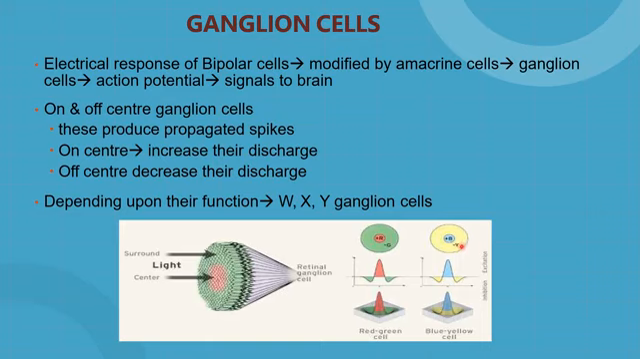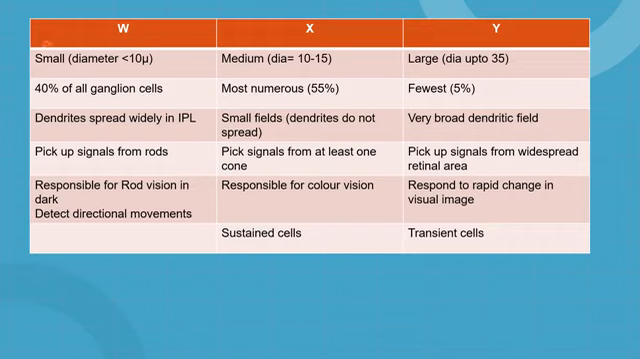So depending upon their function, there are W, X and Y types of ganglion cells. So what are these? W type ganglion cells are small, less than 10 microns in diameter, X are medium, 10 to 15 microns, and Y cells are large, with diameter up to 35. So out of these three, the most numerous are the X type of cells, W type cells are 40%, and lesser are Y type cells.